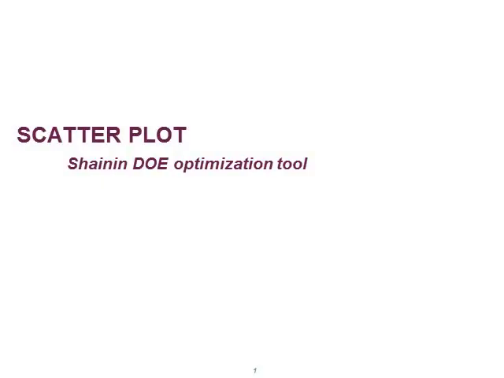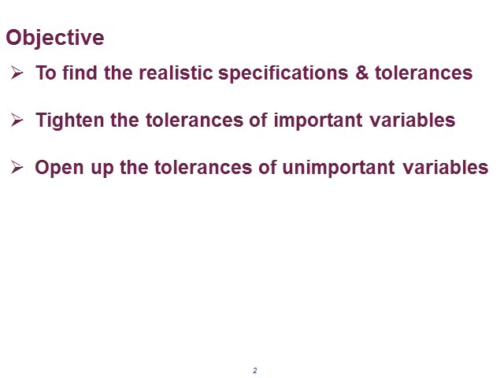Scatter plot. It is a Shainin DOE optimization tool. It is used to find the realistic specification and tolerances, tighten the tolerances of important variables, and open up the tolerances of unimportant variables. Here a question arises: why do we need to control the tolerances?